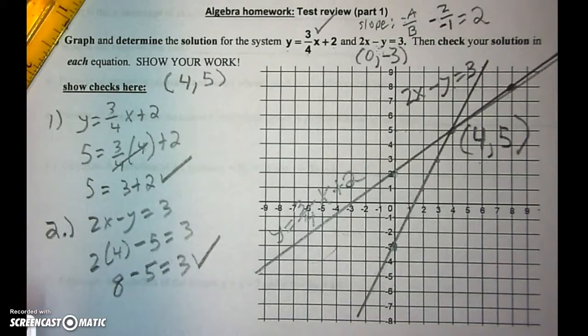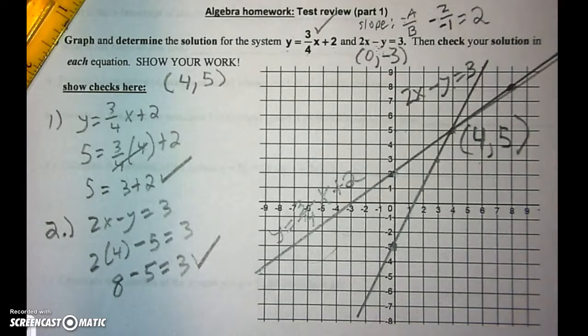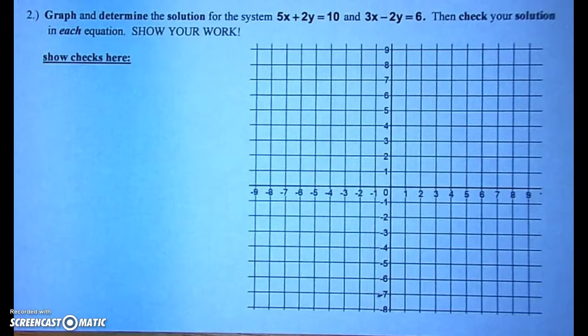We showed our check, we graphed it, we found our point of intersection, which we know is the solution to this system of equations. So we are done with question number 1. All right, so let's get to question number 2. Graph and determine the solution for the system 5x plus 2y equals 10 and 3x minus 2y equals 6. Then check your solution in each equation and show your work.